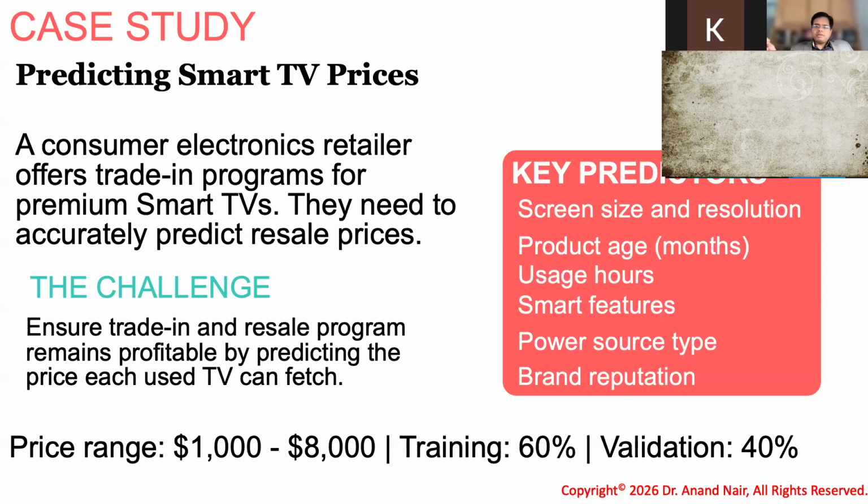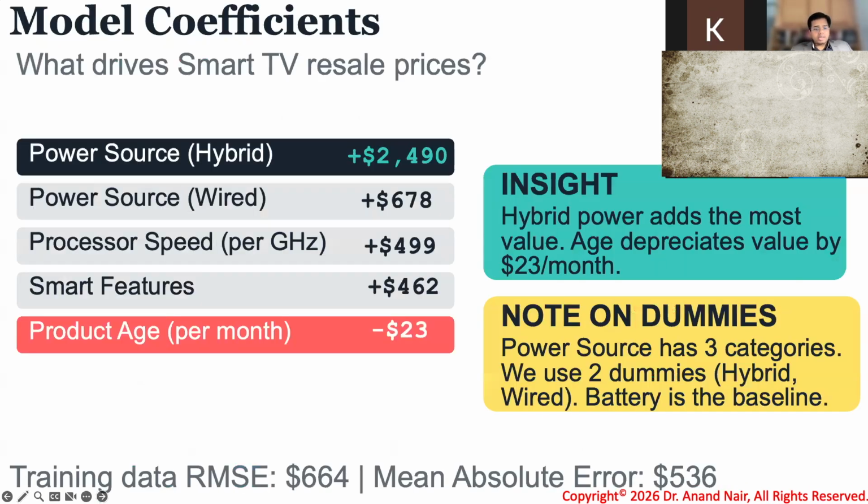And that will require using a rich data set, which includes the screen size, the age of the product, number of hours that it has been used, how many smart features it has, what power source it is running on, etc. Now, we will have a range of prices for these products. We will use a training set, which comprises 60% of the data, and 40% will be used for validation. Right? So that's what we have done in this reading to understand how it works.